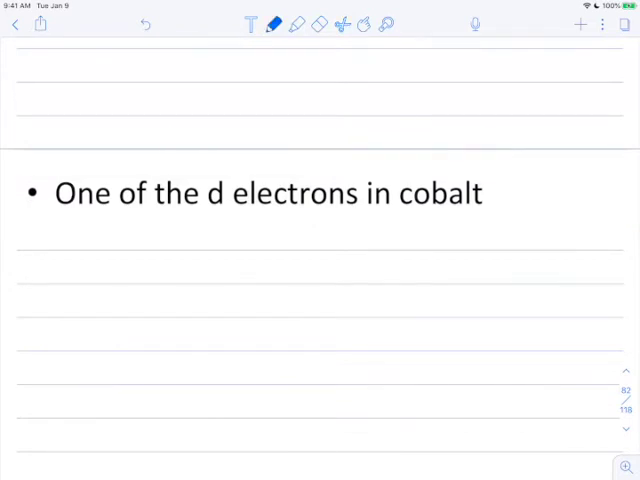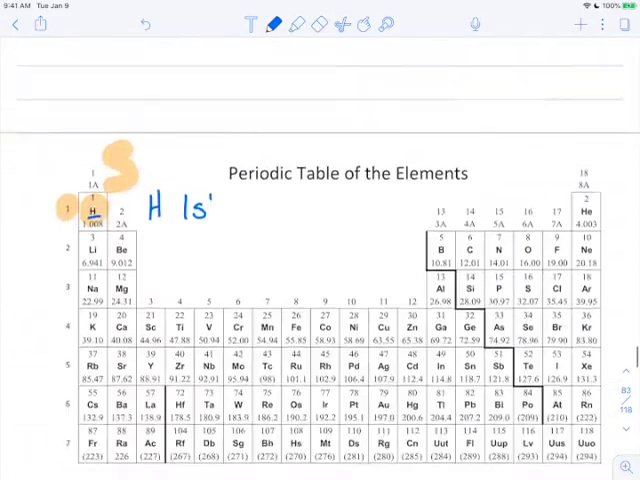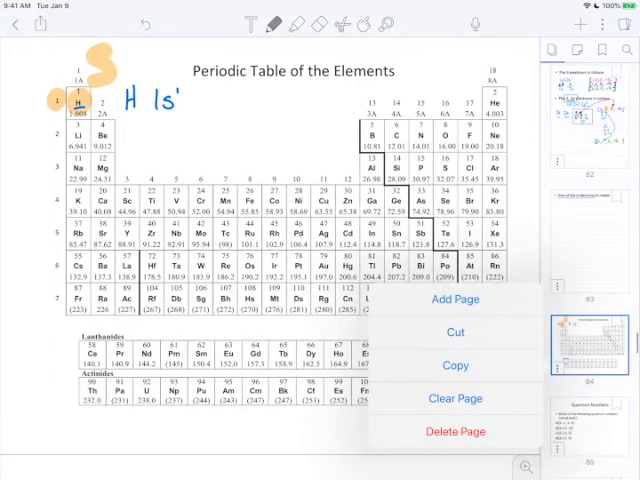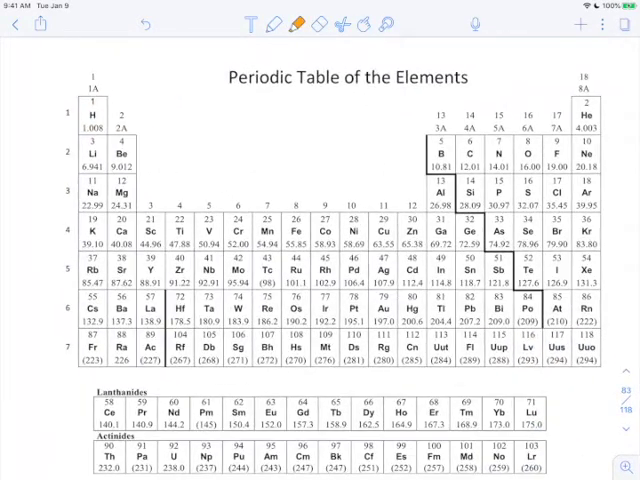So it says just one of those d electrons, any one of the d electrons. So let's go figure out cobalt. All right, so here is cobalt. Would you all agree that cobalt is in the 3Ds because it is the 4th row, and we have a rule that says row minus 1? So cobalt is a part of the 3Ds.